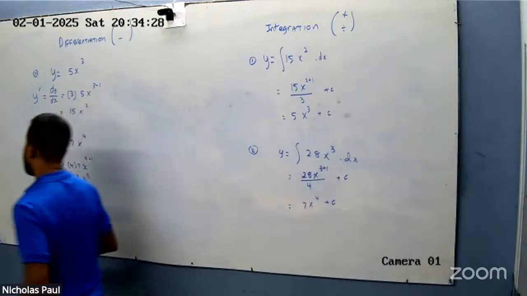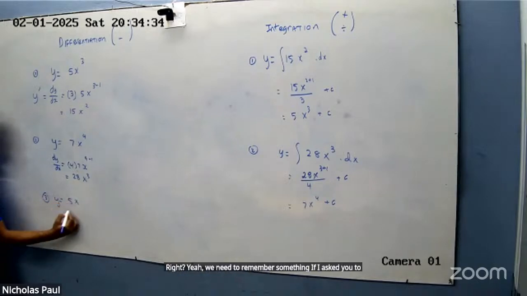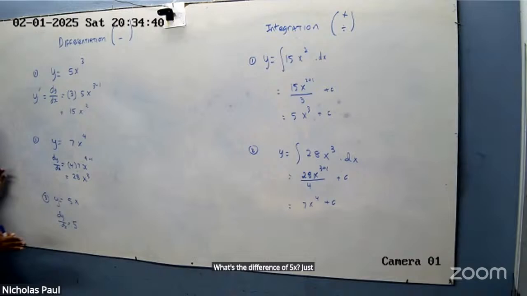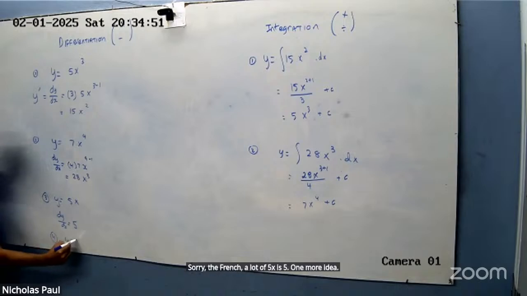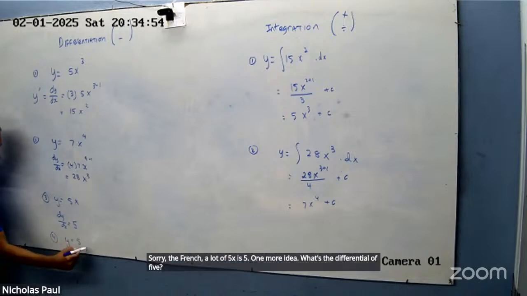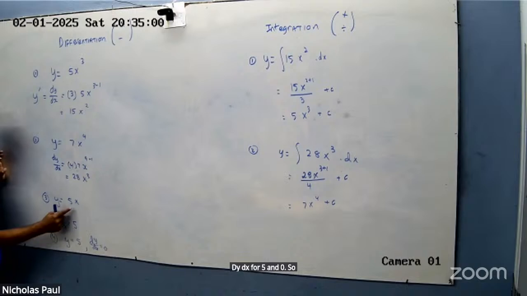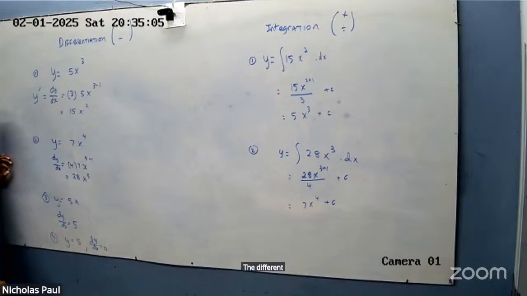Here, we need to remember something. If I ask you to differentiate 5x, what's the differential of 5x? Just 5, right? You technically just drop off the x. One more right here. What's the differential of 5? 0. dy/dx for 5 is 0. So whenever you differentiate a constant, without the x term, the differential is 0. That's okay? So the differential of 5 is 0.